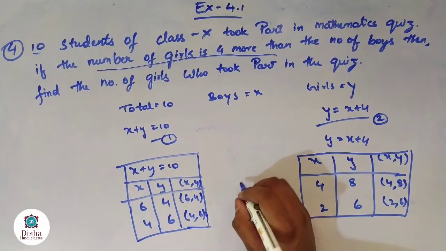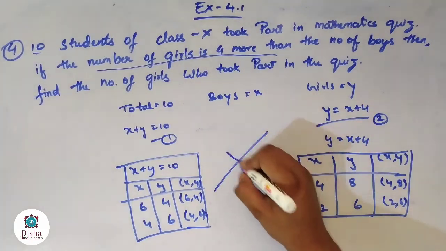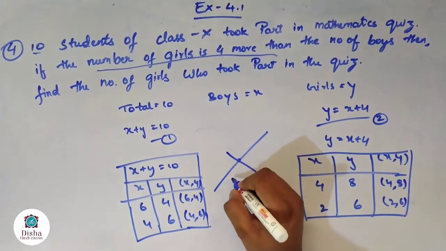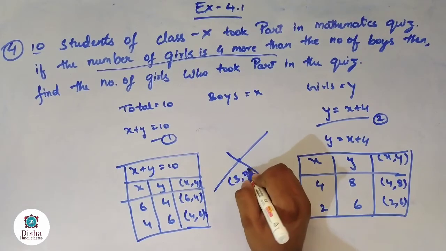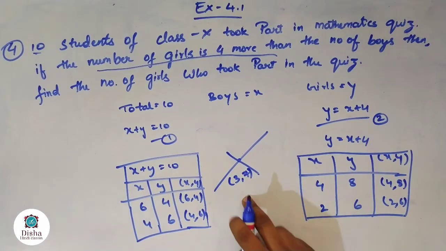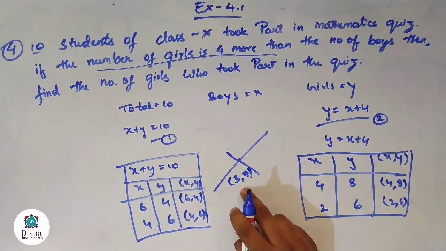Then we will get an intersecting point. We'll get an intersecting point as 3 comma 7. So there these 2 lines will intersect on the graph, and you will get the boys as 3 and girls as 7.